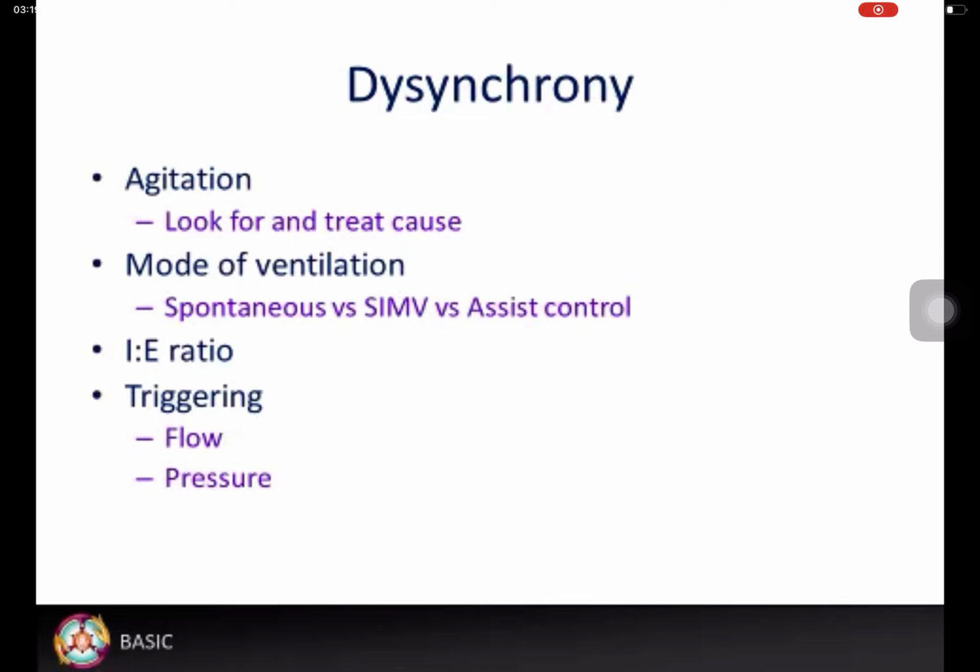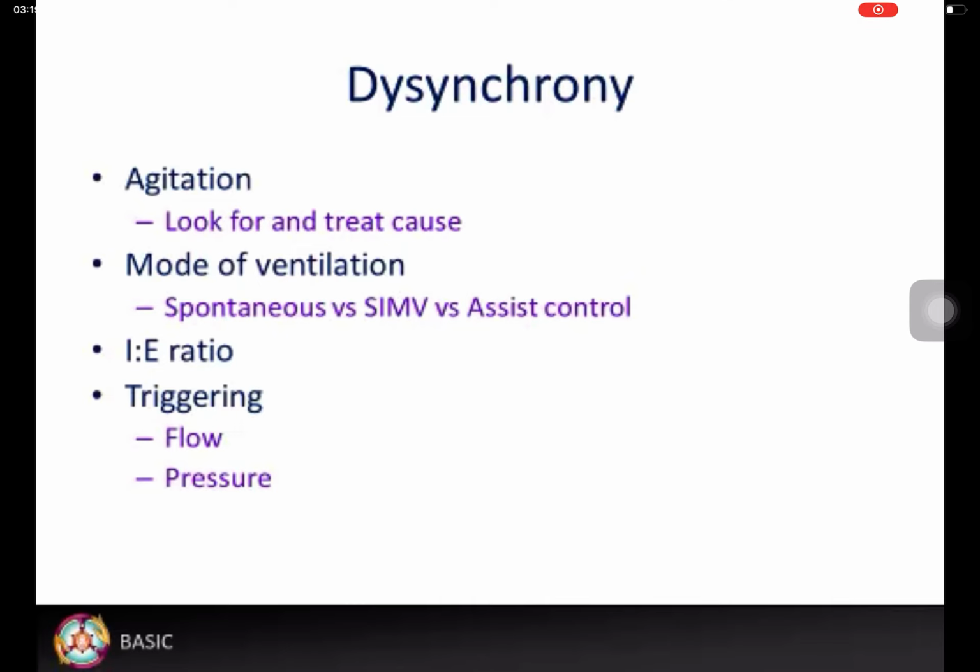In general, spontaneous modes are more comfortable than control modes. The IE ratio is also important, with IE ratios that are similar to the 1:2 ratio of a normal breathing pattern being more comfortable. Flow triggering tends to result in greater synchrony than pressure triggering, and in general, a more sensitive trigger setting is better.